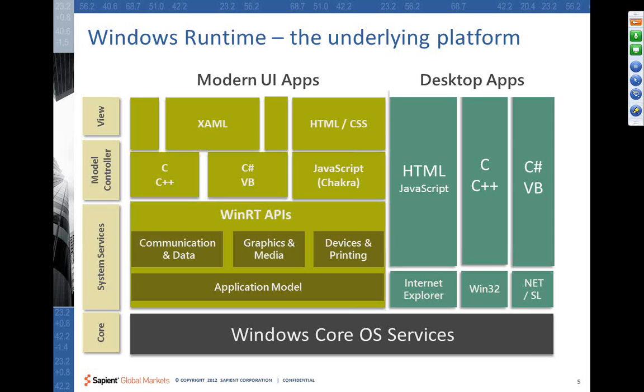You can think of Windows Runtime as a layer parallel to the kernel, or a layer above the kernel, in fact, to be very honest, which provides the necessary core services for the Metro applications to execute. The core services you can see listed down in the green box over here.